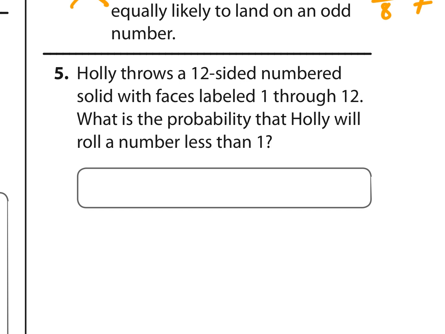Number 5, Holly throws a 12-sided numbered solid with faces labeled 1 through 12. So this is like a 12-sided dice. What is the probability that Holly will roll a number less than 1? Well, how many of those sides are less than 1? None of them. So what is that probability? 0. Or you could write it as 0%.